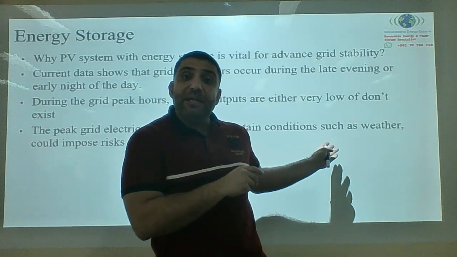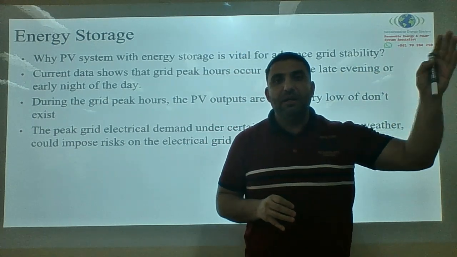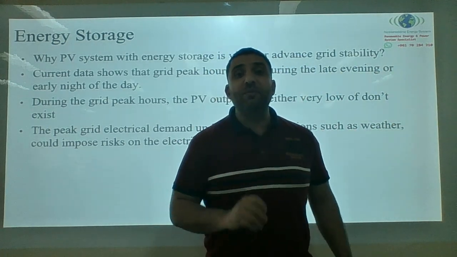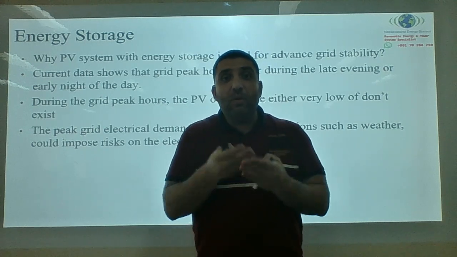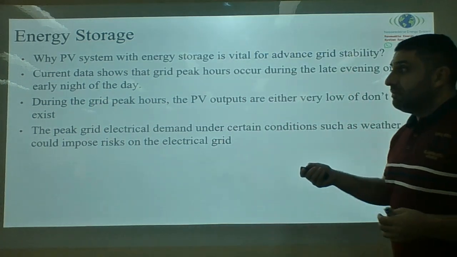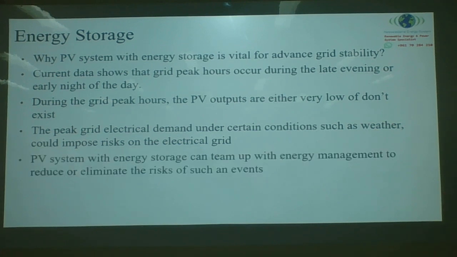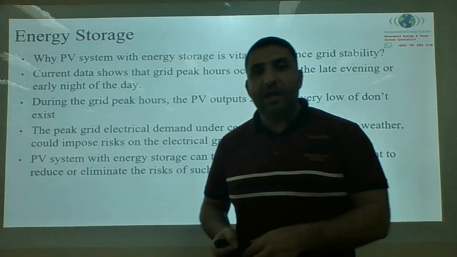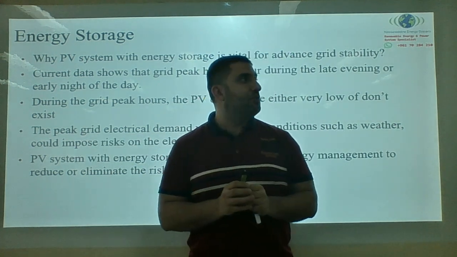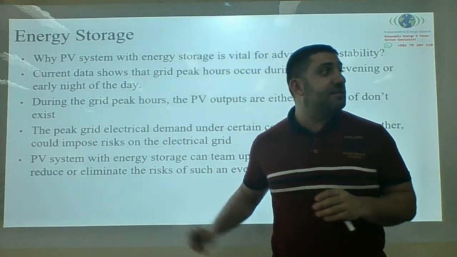So during these peak hours, especially in summer, around 7 or 8 o'clock in the afternoon, your network could be at risk of overloading the system. I don't want to overload my system. This could be the peak grid electric demand under certain conditions, such as weather or a heat wave, that could impose risk on the electric grid. The PV system with energy storage can team up. So now, if I have renewable energy with energy storage, I can team up with my system to offer me a better, more stable system.